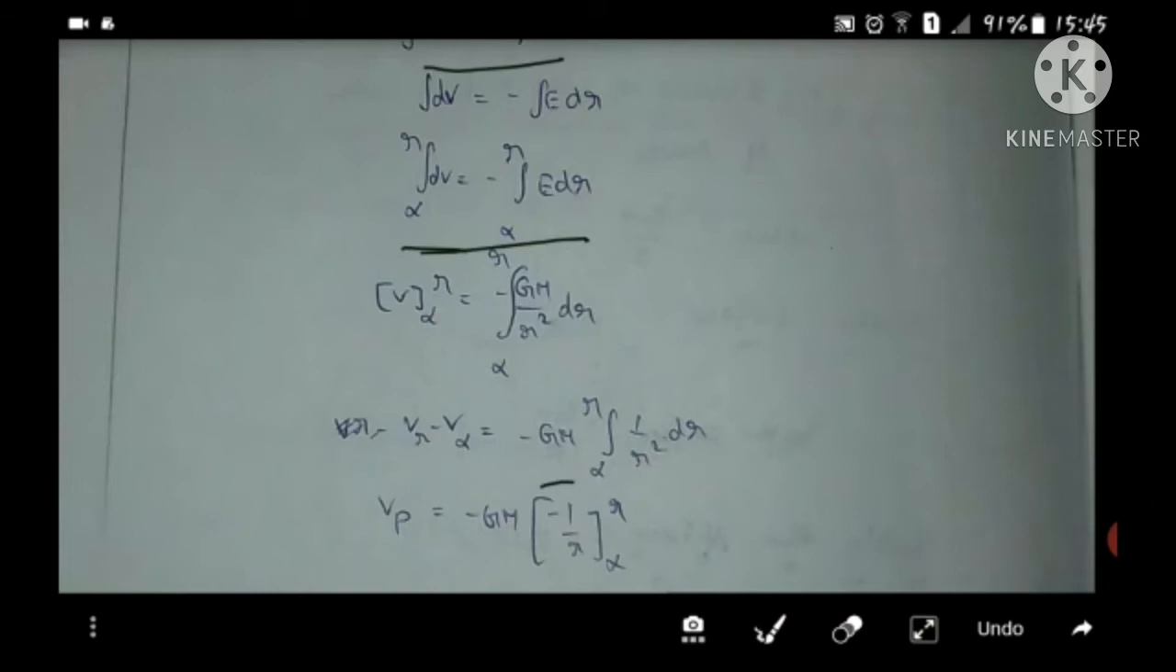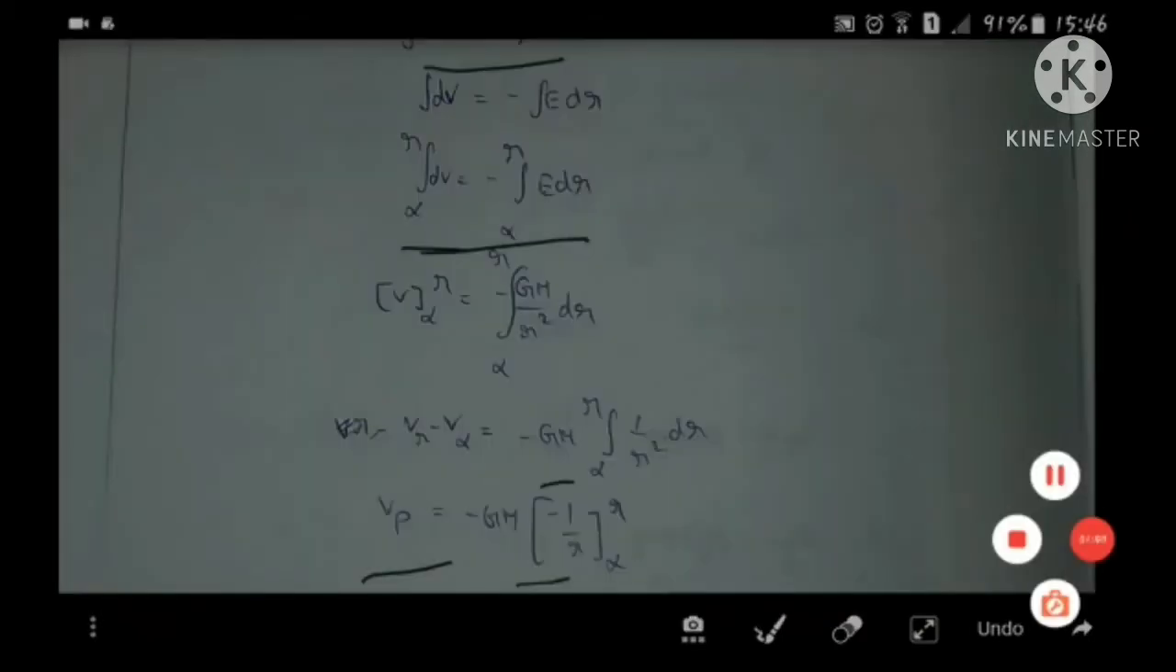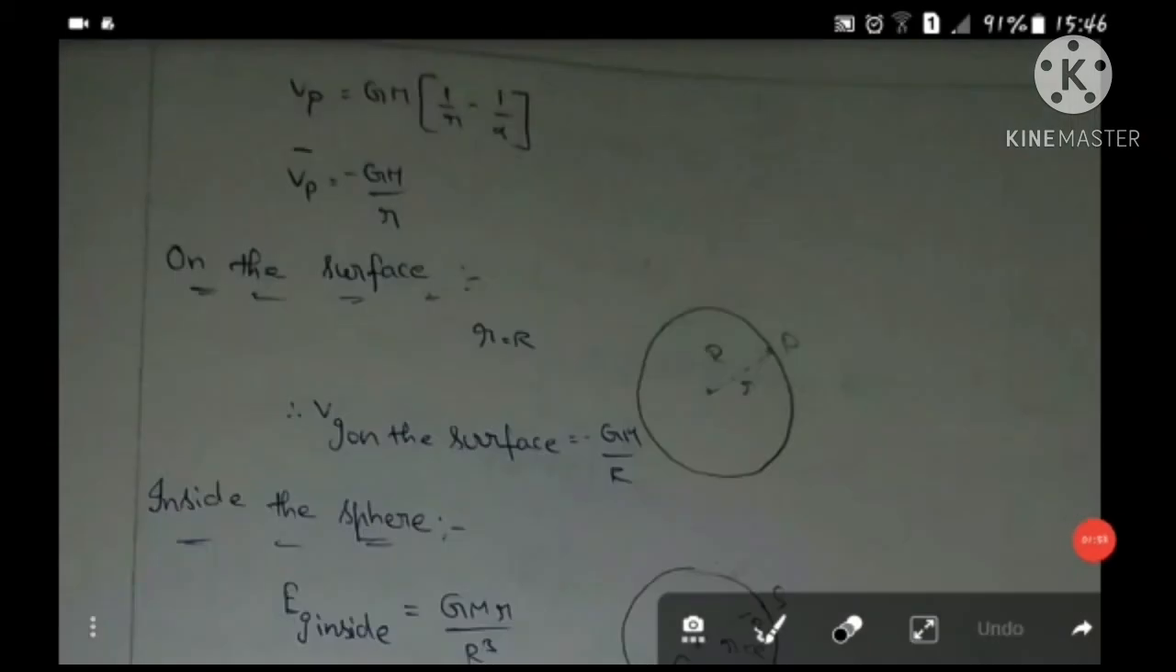We know that the integral of 1 by r square is minus 1 by r, by the formula x power n plus 1 by n plus 1. We get Vp is equal to minus GM into minus 1 by r, limits infinity to r. Then we get gravitational potential Vp is equal to GM into 1 by r minus 1 by infinity. Then we get Vp is equal to minus GM by r.